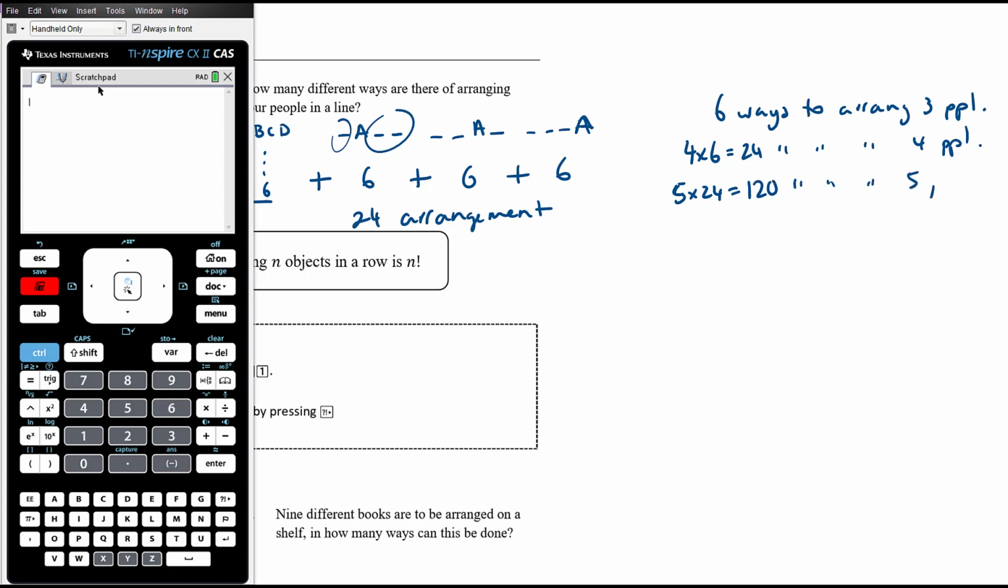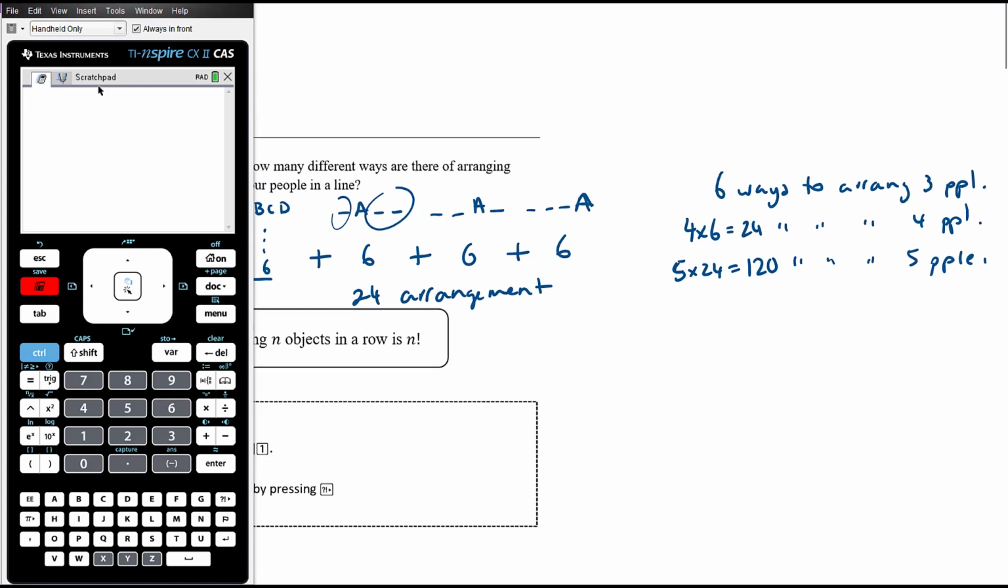to arrange 5 people. Now, if we went backwards from here, this 6 is going to be 3 times the number of ways of arranging 2 people. So it'd be 3 times 2. We can either have them A and B or B and A. And then 2 is the number of ways of arranging 2 people, and 1 is the number of ways of arranging 1 person.